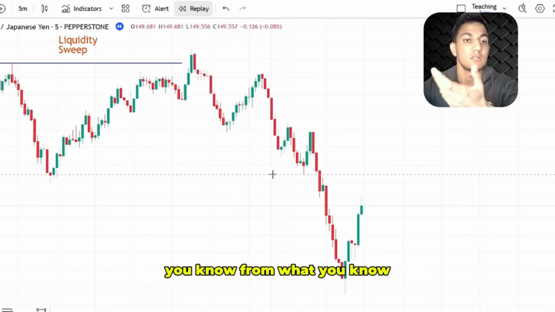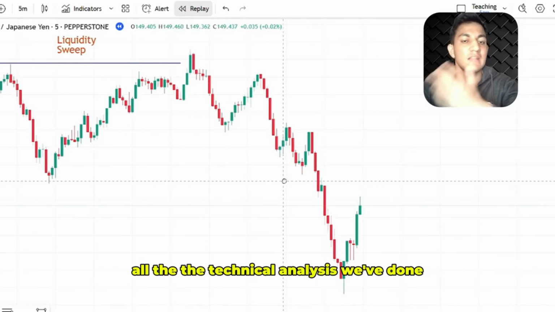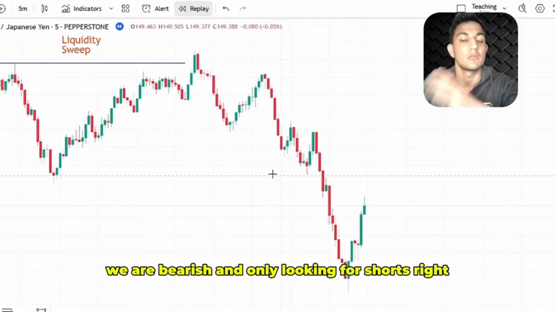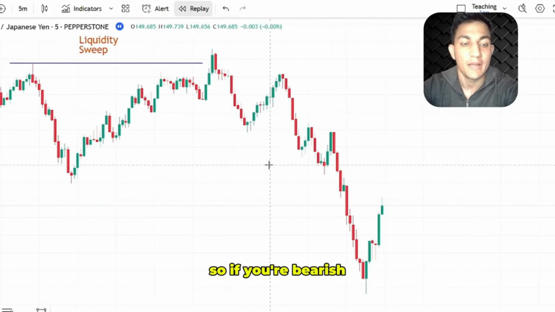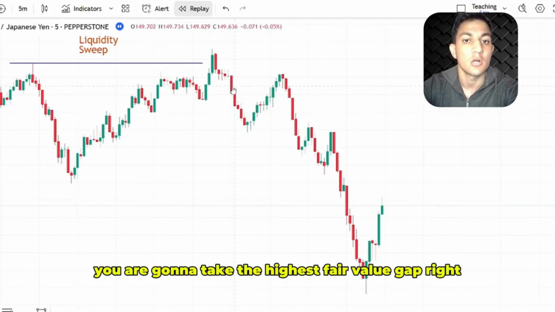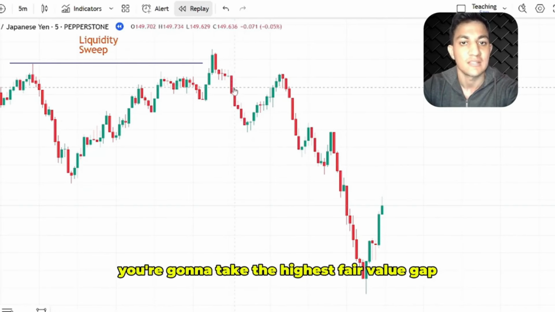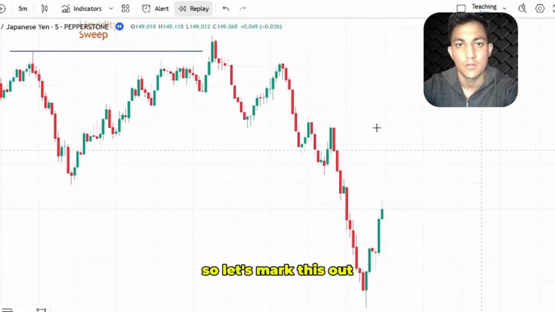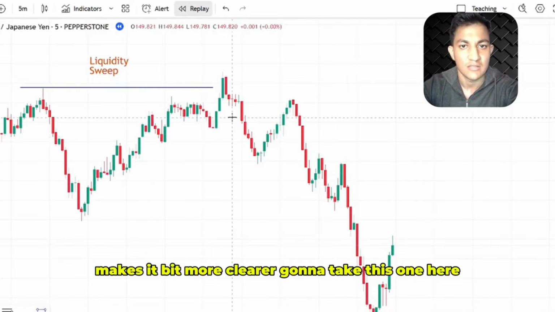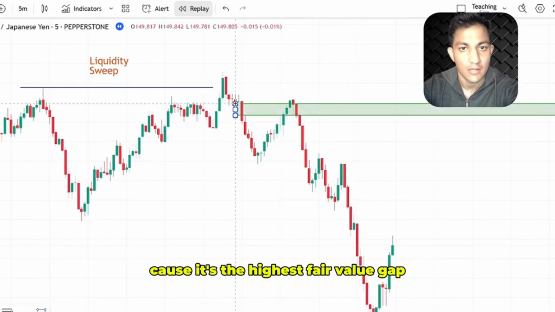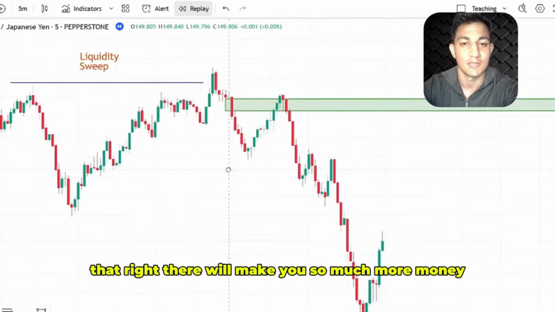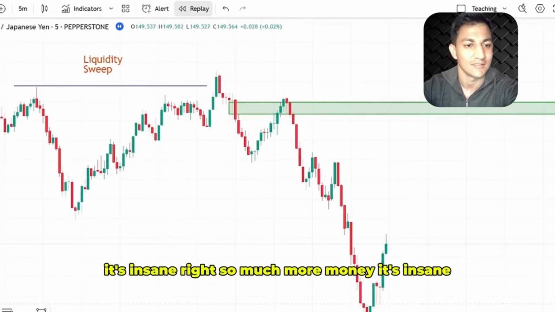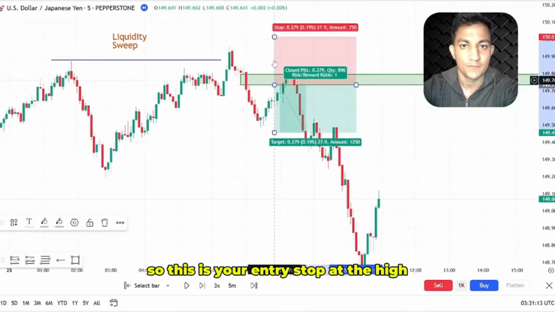Now, obviously, from all the technical analysis we've done, we are bearish and only looking for shorts. So if you're bearish and only looking for shorts, you're not going to take the lowest, you're going to take the highest fair value gap. So let's mark this out, it's a bit clearer. You're going to take this one here because it's the highest fair value gap. That right there will make you so much more money. It's insane. So this is your entry.